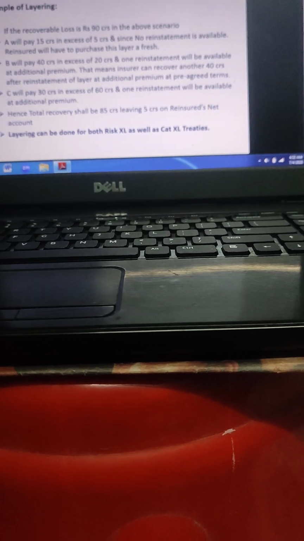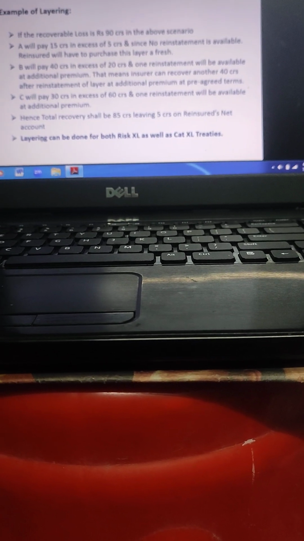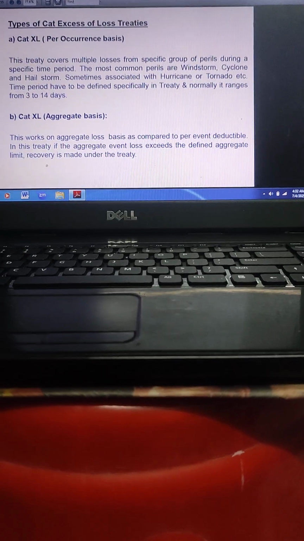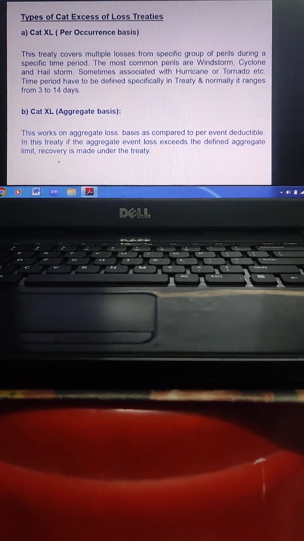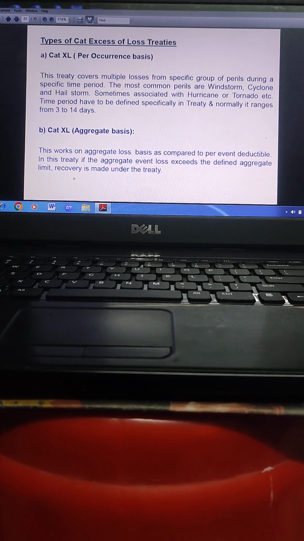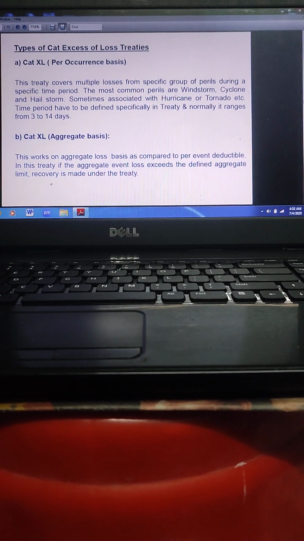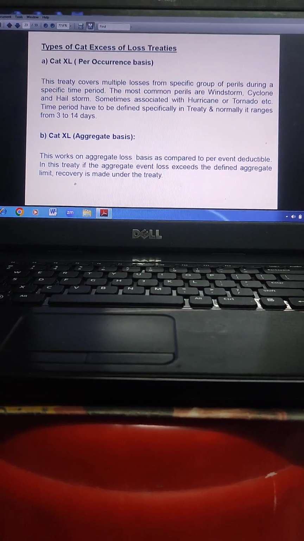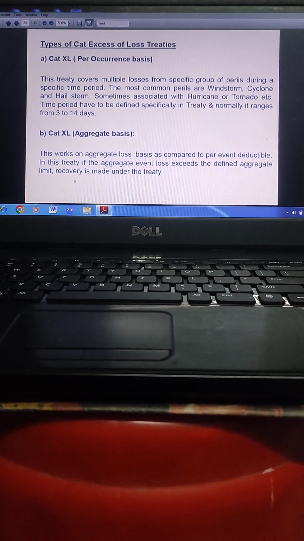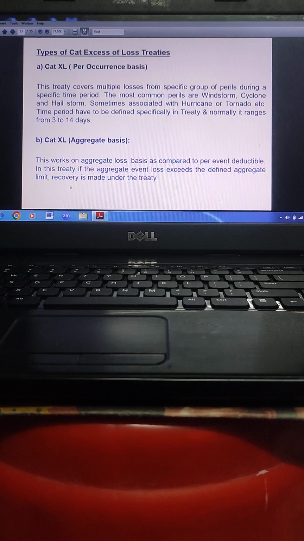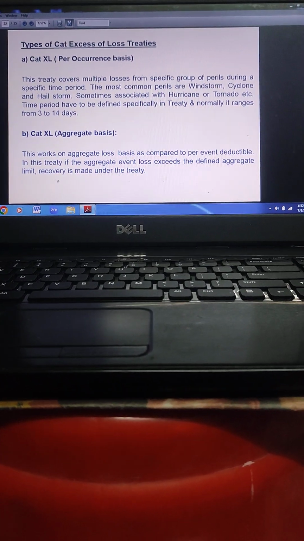So this is the layering. Layering can be done for both risk excess of loss as well as catastrophic excess of loss treaty. Then, types of CAT or excess of loss treaty. Cat excess of loss means per occurrence basis. That is, this treaty covers multiple losses from a specific group of perils during a specific time period.